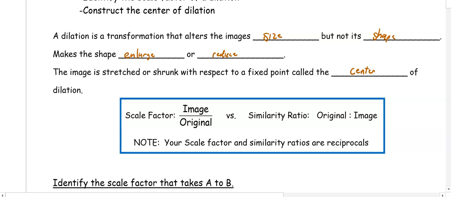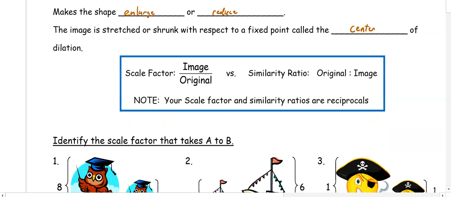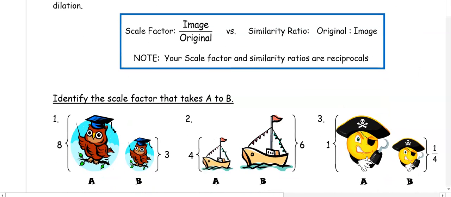So when we are doing a dilation, we can look at scale factor or similarity ratio to help us change our size. So what's going to happen here in the scale factor is we have our image over our original. Another way to think about this is new over old, whereas similarity ratio is the old compared to the new. So they are reciprocals of each other. So for now, we're going to identify the scale factor.